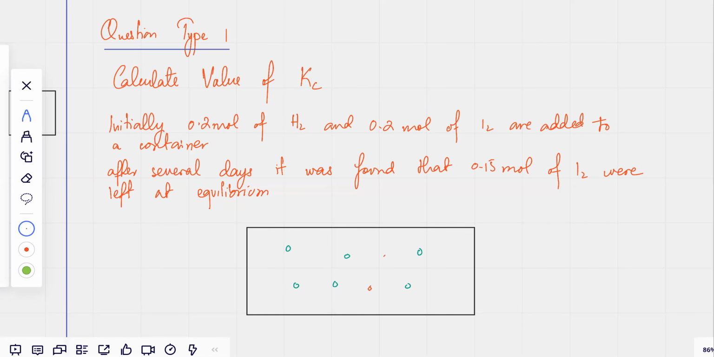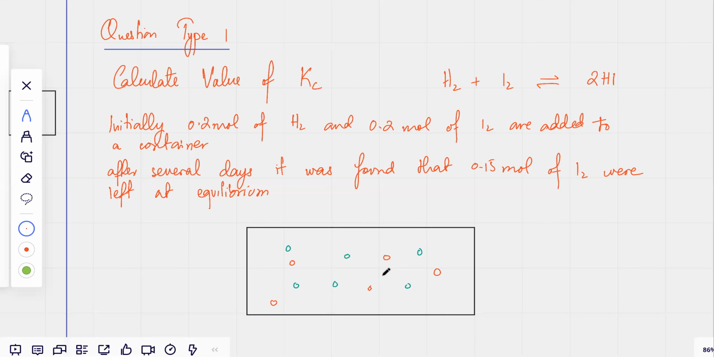So these over here are my I2 molecules. So that's what's happening right at the beginning. 0.2 moles of H2 and 0.2 moles of I2 are added to the container. This is the equilibrium that's going to be established, that the H2 and I2 are going to react. And let's say they've given the reaction, they're going to react and they're going to produce 2HI.